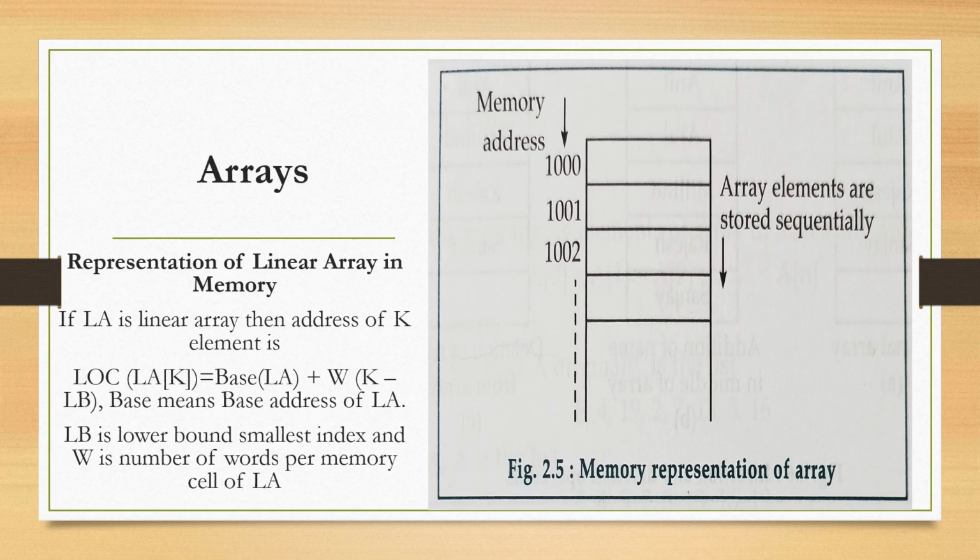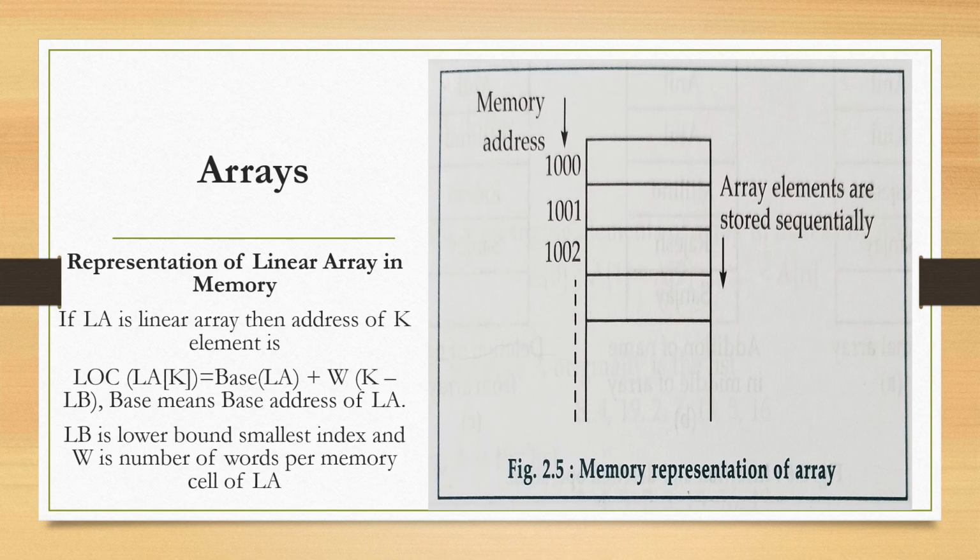Based on the base address of the linear array, you add the offset, which is k minus lower bound, meaning the lowest index. Suppose you want to have the location of the third element, and your address starts from 1000, then it is 1000 plus 3 minus lower bound. If the lower bound is 0, then 3 minus 0. If it starts from 1, then 3 minus 1. So that is the location of the array element we will get.